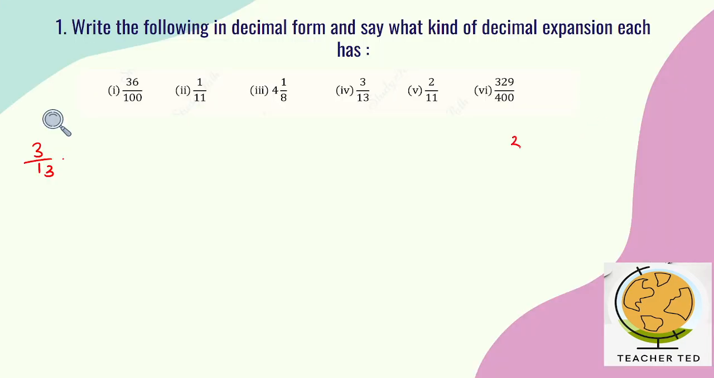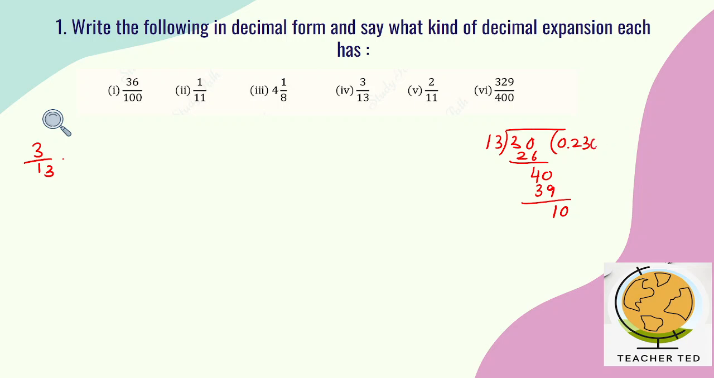Calculate here. So 3 upon 13. Since 3 is lesser than 13, you can put a point here and it will become 30. 13 2s are 26. 4 is the remainder. Put 0 here. 13 3s are 39. 1 is the remainder. Put 10 here.